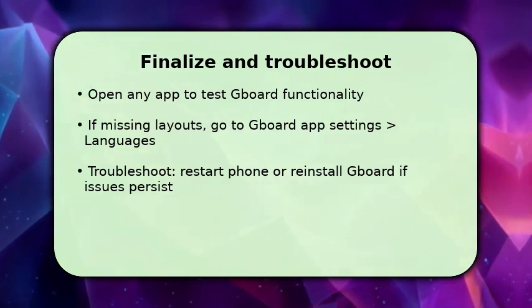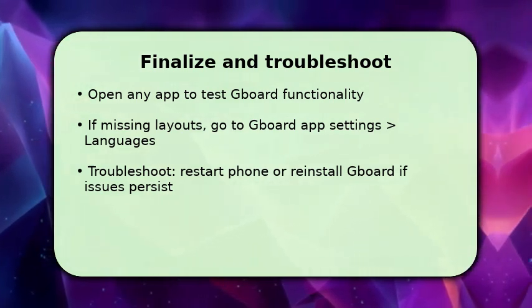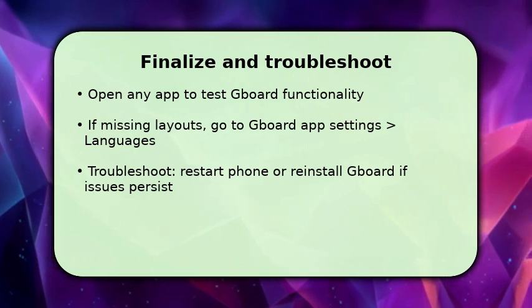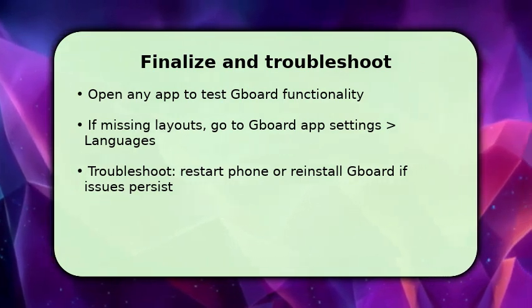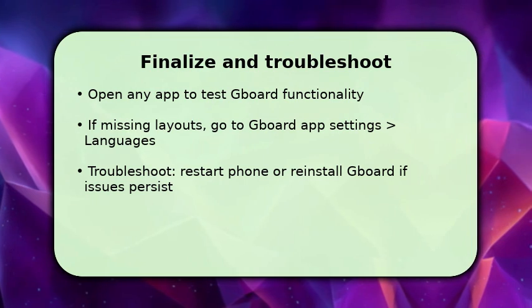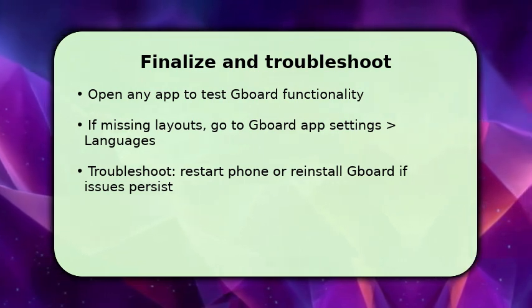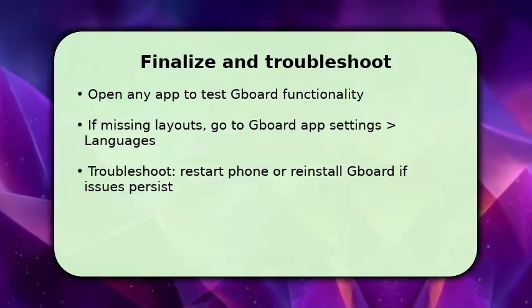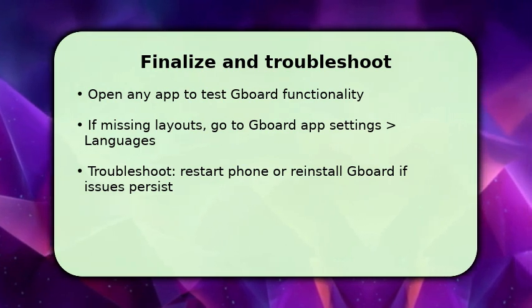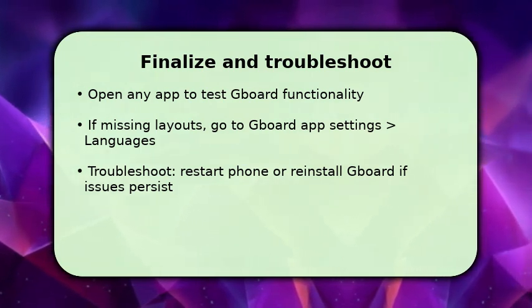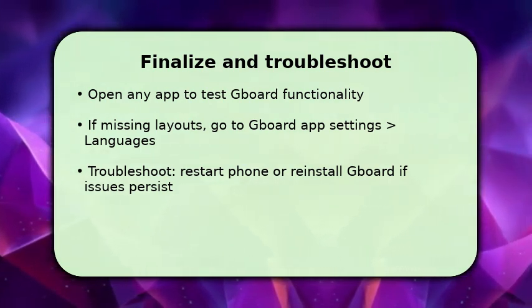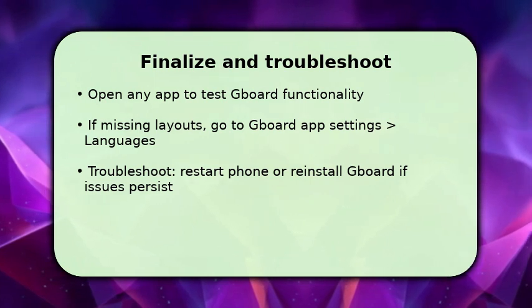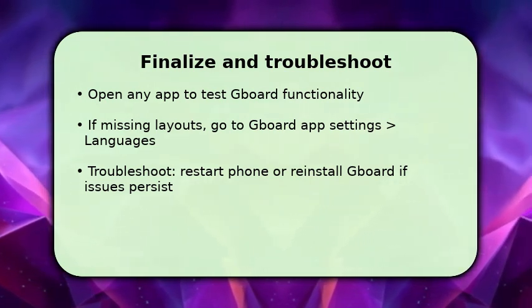If layouts or languages are missing, open the Gboard app from the app drawer and add languages under Languages. Make sure the preferred layout is selected. If the keyboard doesn't show or crashes, restart the phone. If that fails, clear Gboard cache or reinstall from Play Store. One quick troubleshooting tip: temporarily disable Kika in Manage Keyboards to avoid conflicts while testing Gboard.